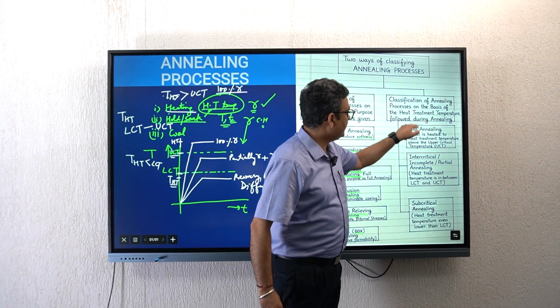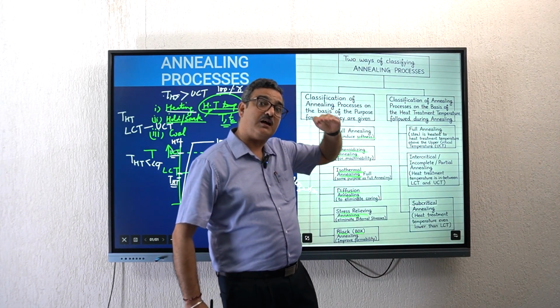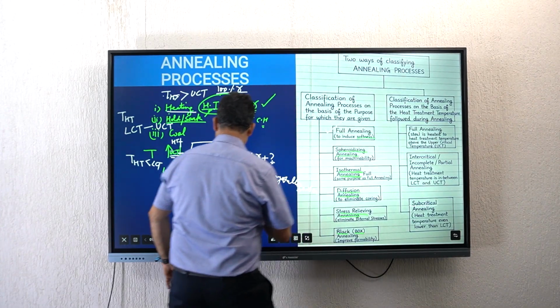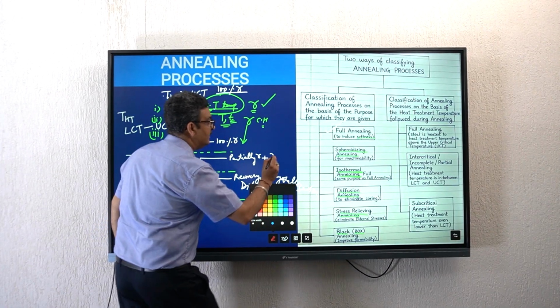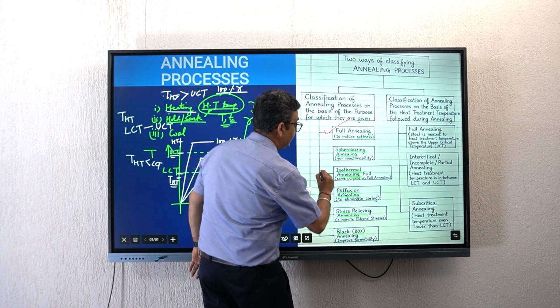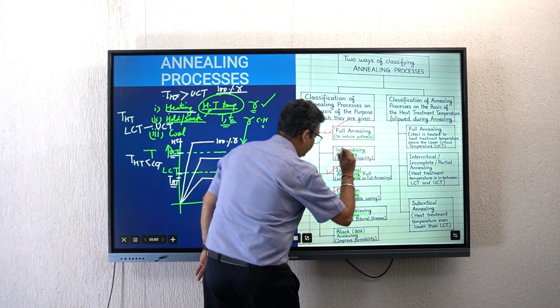So according to the heat treatment temperature, full annealing means during annealing you are at a temperature above the upper critical temperature of the steel. This is full annealing treatment in terms of heat treatment temperature.